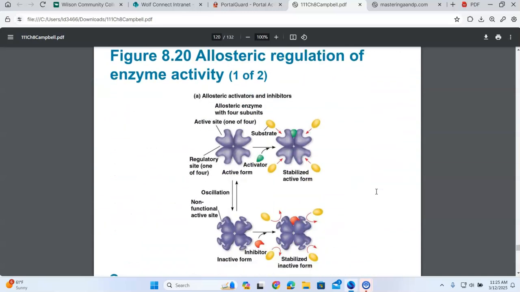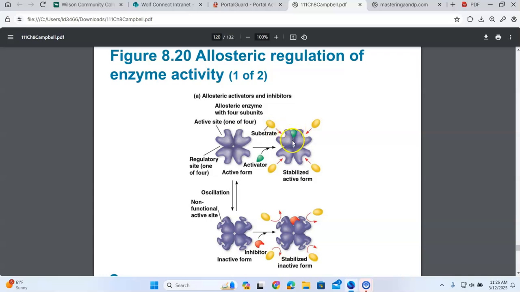And I'll show you a picture of how that works in case you have a question about it. So an allosteric enzyme with 4 subunits. Okay, here's the enzyme, and it's got 4 different active sites. So 4 different substrates can bind to that enzyme. Now, an activator can bind to the enzyme and cause it to be more effective.